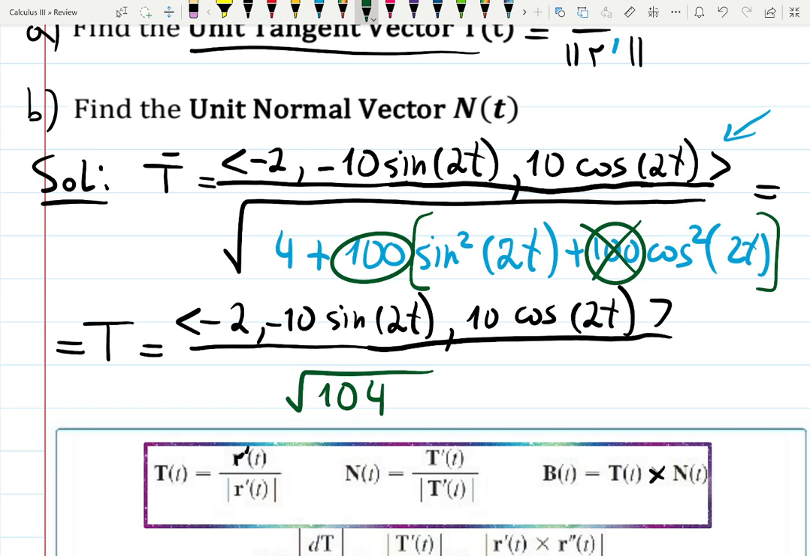You can keep it as the answer, or you can distribute the square root into each component if you want, and then it will be a nice looking vector. I don't want to do that. I'm fine with the way it is right now. So this is the final answer here.